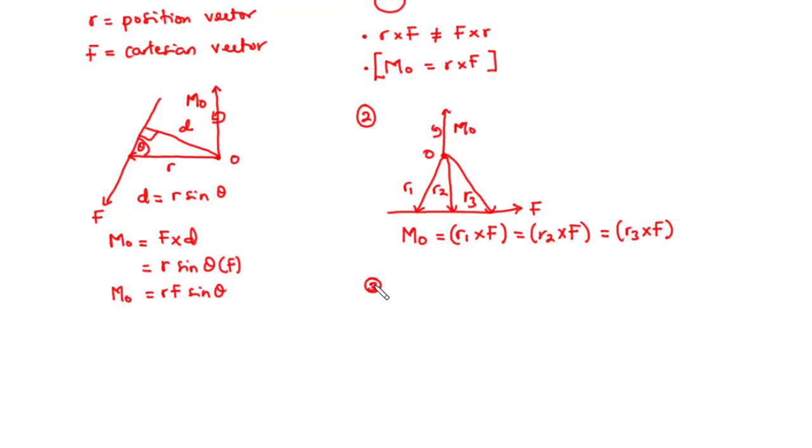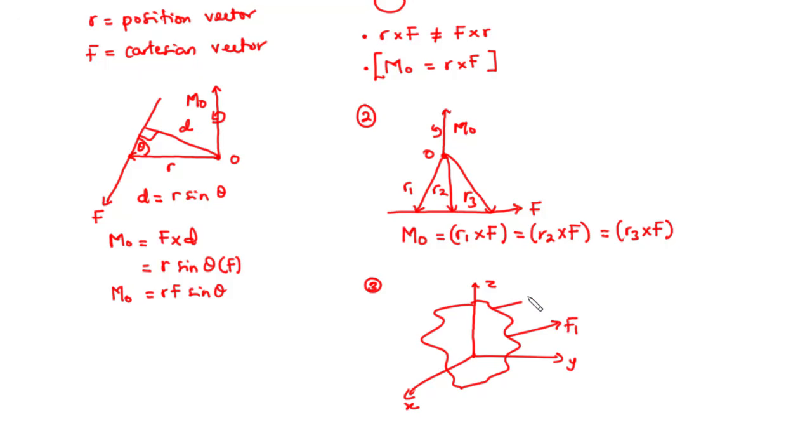Lastly, if a body is acted upon by a system of forces, and then you want to find the resultant moment, the resultant moment of the forces can be determined by the vector addition of the moment of each of the forces. So let's assume that we have this to be the X, Y, Z plane. So this is the X axis, Y axis, and then the Z axis. And then we have a body which is acted upon by a system of forces.